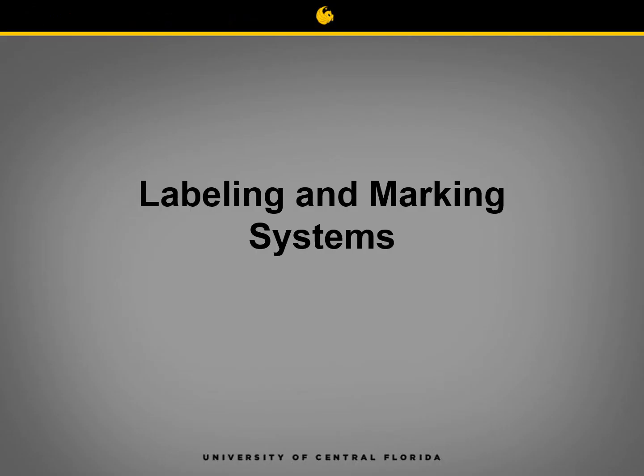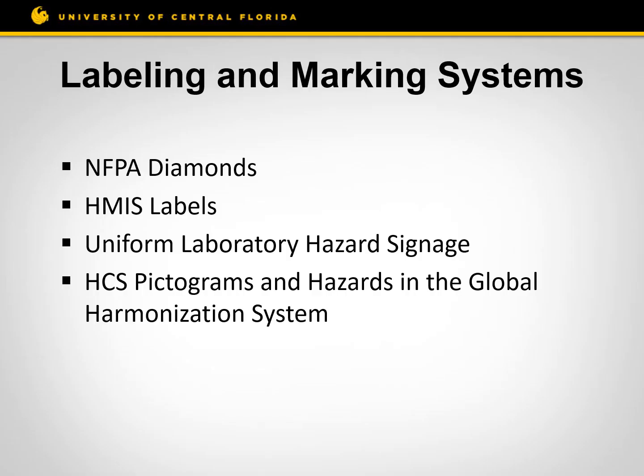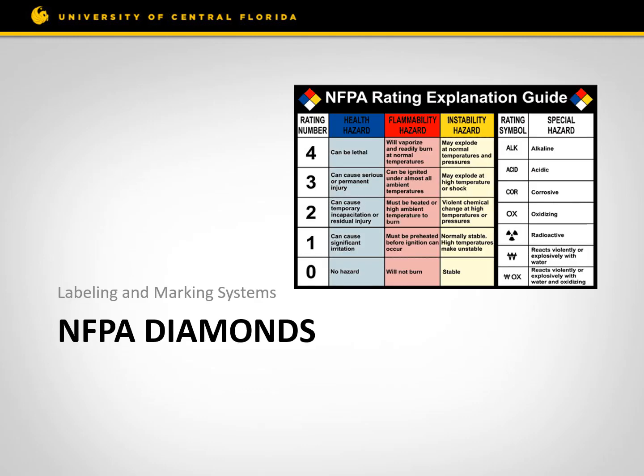Labeling and marking systems. The labeling and marking systems we will discuss are the National Fire Protection Association diamonds, the Hazardous Materials Information System labels, Uniform Laboratory Hazard signage, the Hazard Communication Standard pictograms and hazards in the Global Harmonization System. National Fire Protection Association diamonds.